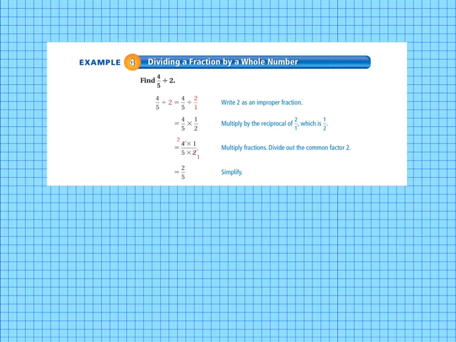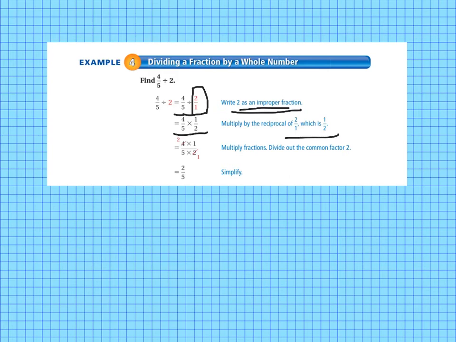Example 4, dividing a fraction by a whole number. This is just like example 3, only things are switched around the other direction. So 4/5 divided by 2. We keep the fraction on the left, and then they've added the step of taking the whole number and putting it over 1. So we're writing 2 as an improper fraction. And then we multiply by the reciprocal of 2/1, which is 1/2.